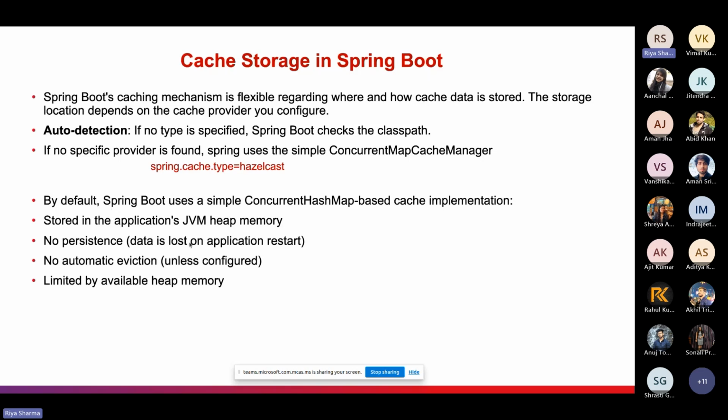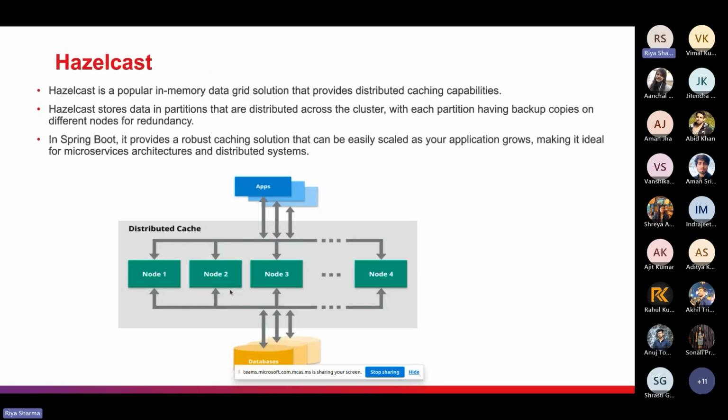The main disadvantage that we have in our Spring Boot caching is that our data cannot be persistent. Every time you run your application, your data will be lost. There's no automatic eviction unless configured, so the data will sit there and hold your memory. If you want to evict your data, you have to configure it. And it has a limited heap memory again. So this was about Spring Boot default caching.